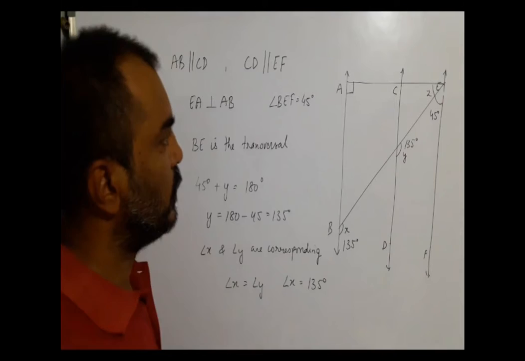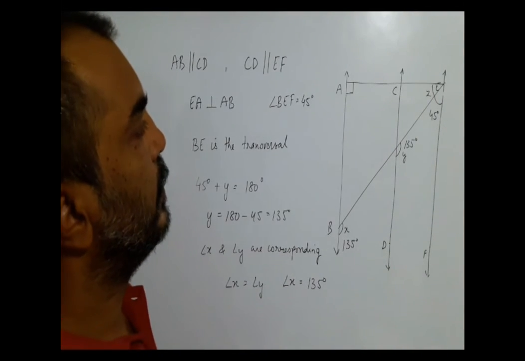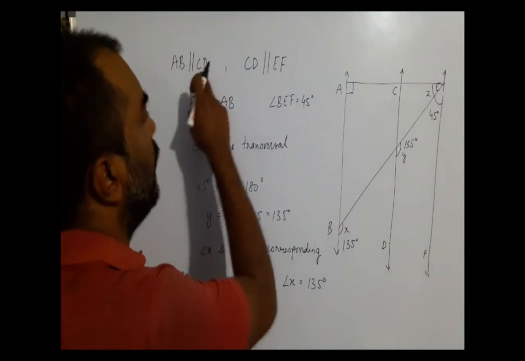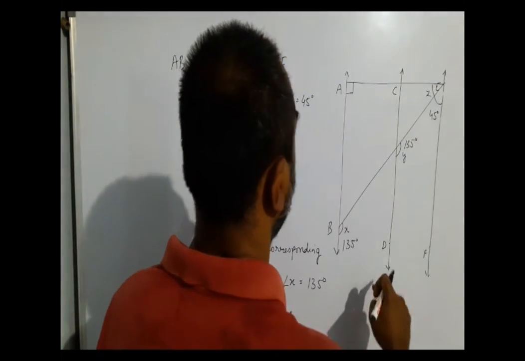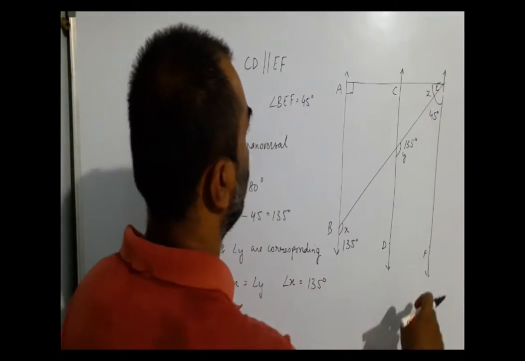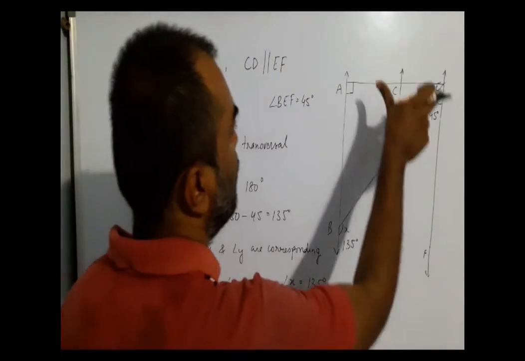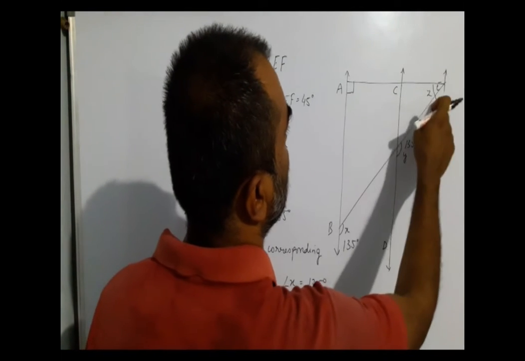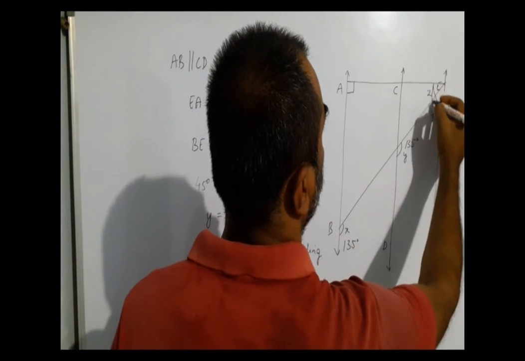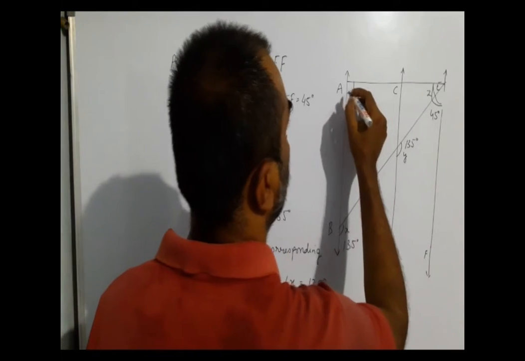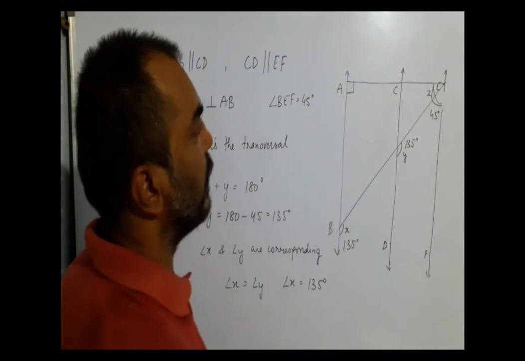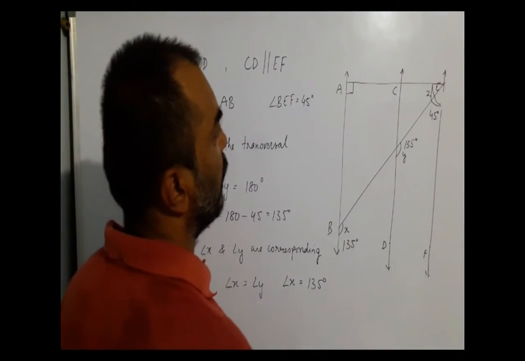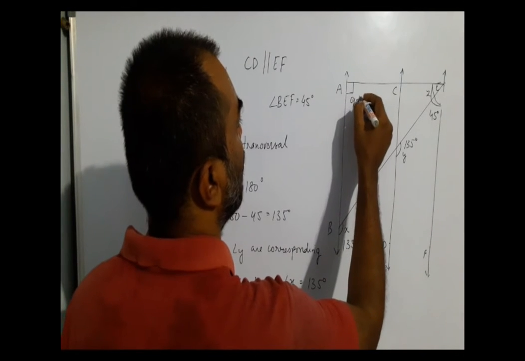Okay. Now we have to find Z. How will we find Z? AB is parallel to CD. CD is parallel to EF. So AB is parallel to EF. Now this angle and this angle, this whole angle, they are on the same side of the transversal and interior angles. So they will be supplementary. So this is given as 90.